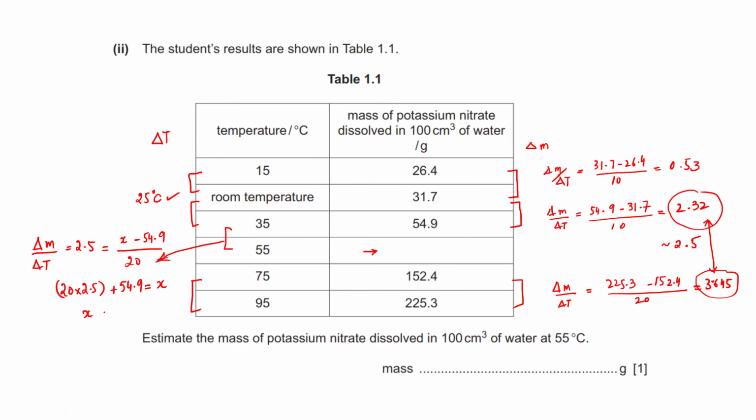Remember, this is an estimate. So 20 times 2.5 is 50, plus 54.9, so this value will be 104.9 for x. So let's say our x estimate is 104.9 grams, somewhere within this range. Okay, so let's say our mass in grams is 104.9. Okay, so let's start.